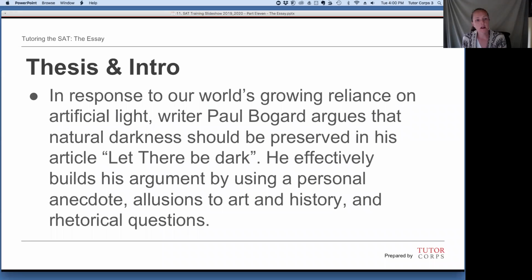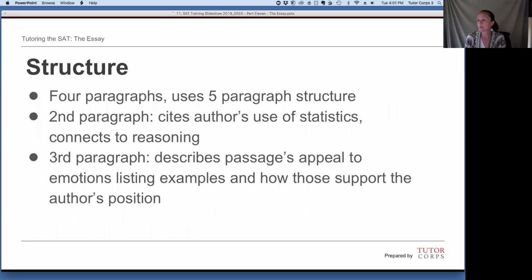Here's the introduction from this essay. In response to our world's growing reliance on artificial light, writer Paul Bogart argues that natural darkness should be preserved in his article, Let There Be Dark. He effectively builds his argument by using a personal anecdote, allusions to art and history, and rhetorical questions. Note all of the elements we talked about. The student lets us know the author's thesis statement, discusses this as effective argument using all the elements the student will address in the coming body paragraphs.